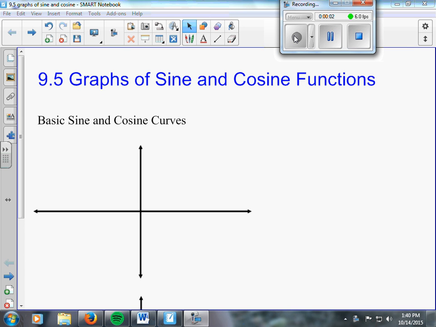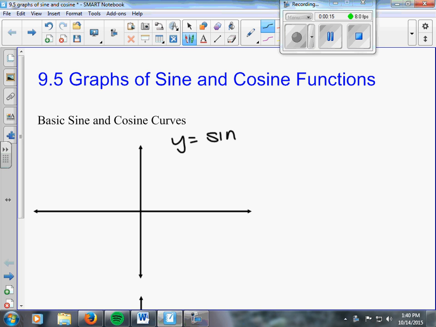Okay, today we are in section 9.5. We are going to be graphing sine and cosine curves. So we're going to start with the parent graphs of sine of x and cosine of x. So this is going to be y equals sine of x.